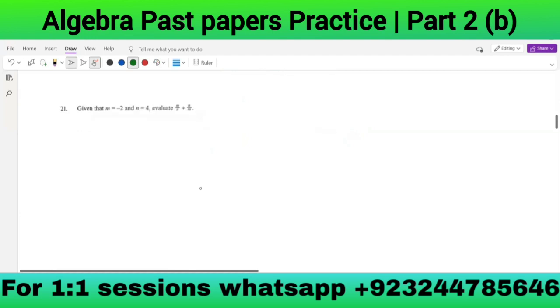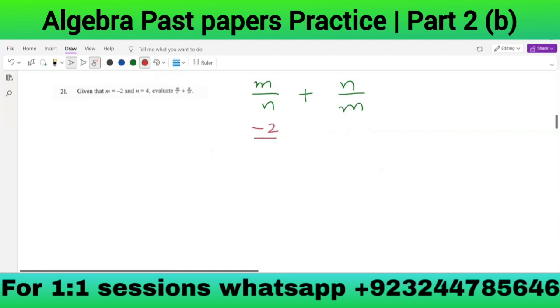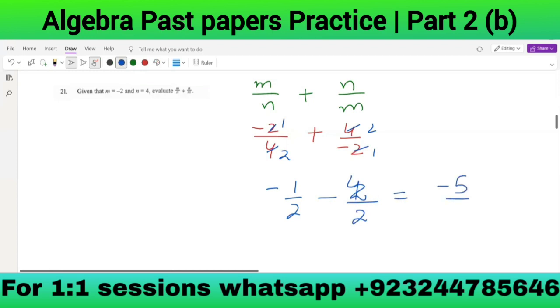Okay. So given that m is equal to minus 2, n is equal to 4. So it's m by n plus n by m. So the values of m and n, m is minus 2 by 4 plus 4 by minus 2. So we can do the simplification first. 2 1s are 2, 2 2s are 4. So we will get minus 1 by 2 plus minus 2. So we can write here 2 by 4 by making the denominator same, which will be equal to minus 5 by 2.